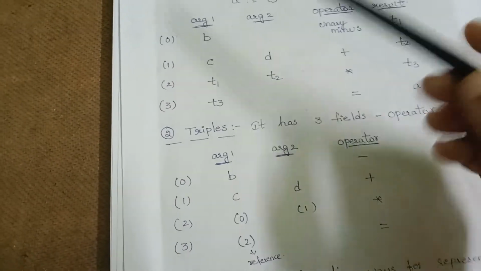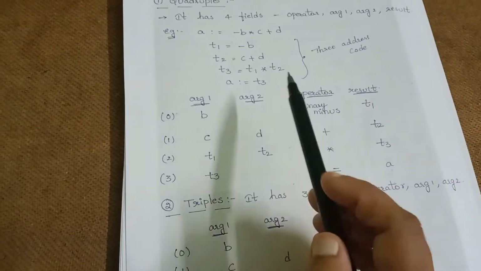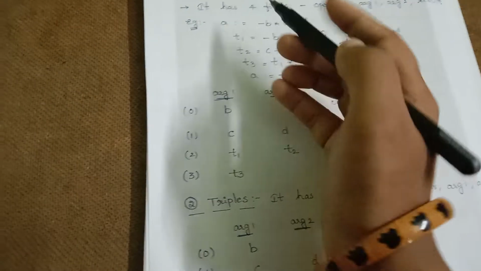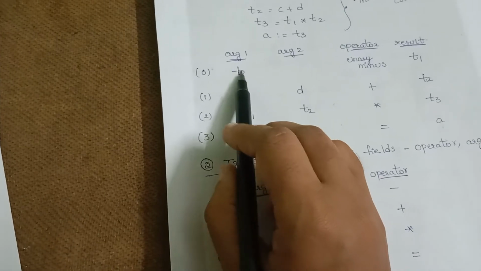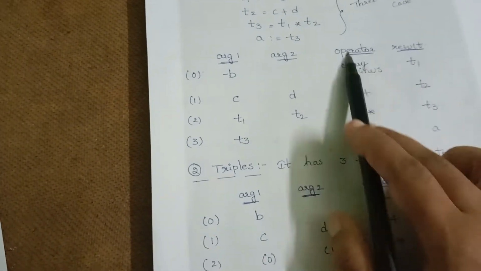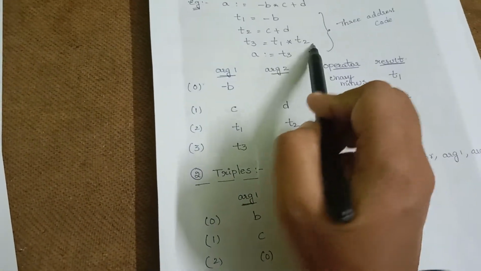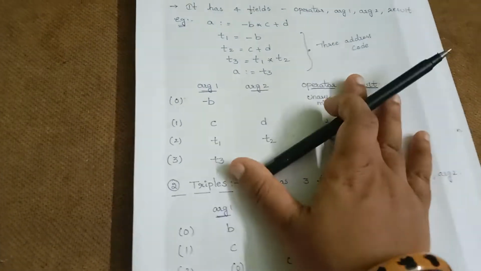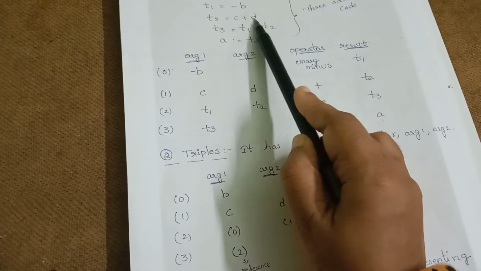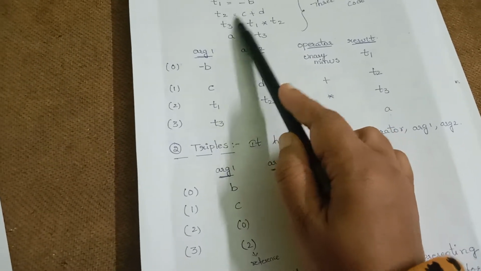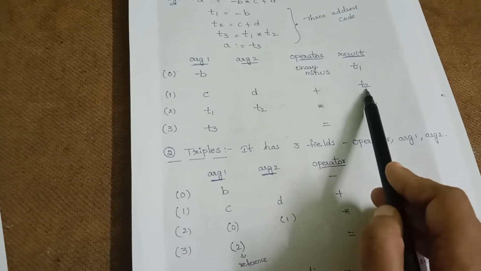Based on this given expression, argument 1 is minus B. The operator is unary minus, and the result is stored in T1. From this three address code we can easily construct the quadruples table. Next, argument 1 is C, argument 2 is D, the operator is plus, and the result is stored in T2.